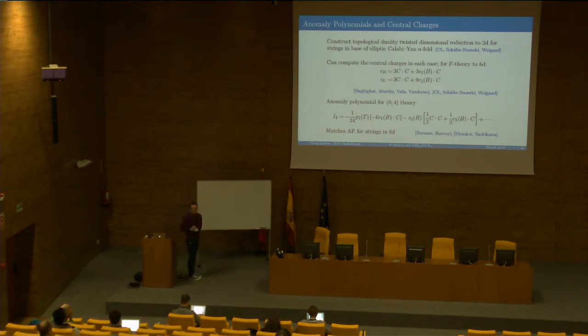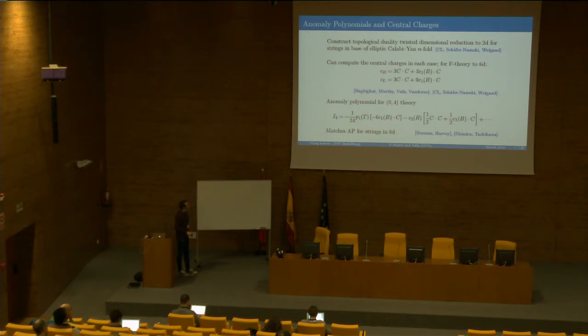And so there are a few things in this talk that you should keep in mind throughout because they'll come up again and again. So one is essentially this C right here, 3C·C plus 3C₁(B)·C. And similarly, one can determine the anomaly polynomial for the (0,4). That one will also come up again, but I won't ask you to remember it. And the anomaly polynomial that you derive via this kind of duality twisting procedure matches exactly the anomaly polynomial worked out from a field theory approach to strings in 6 dimensions, which was done in the mid-2000s by Berman and Harvey, and then more recently by Shimizu and Tachikawa.